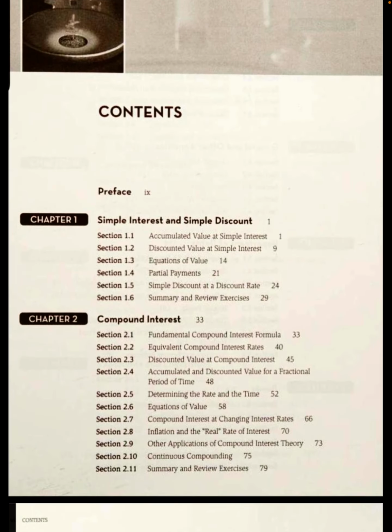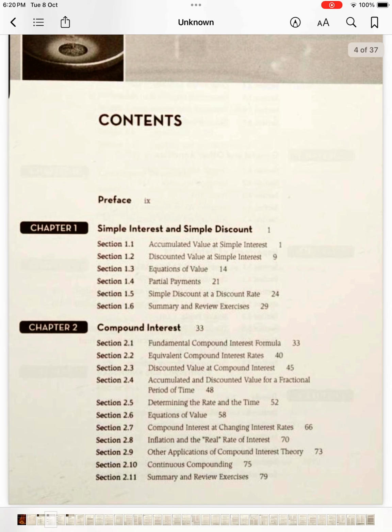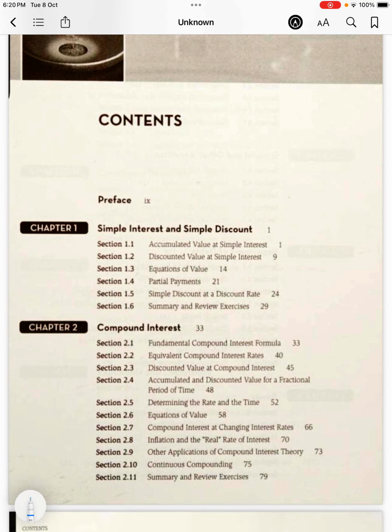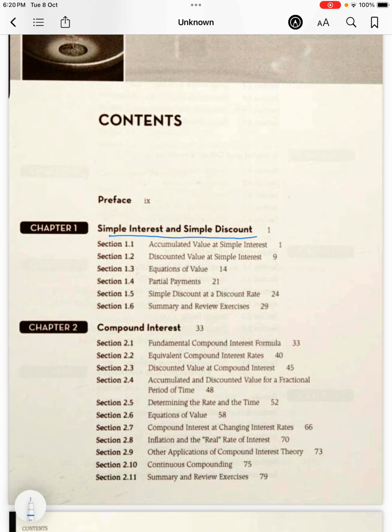Here in the contents of chapter 1, simple interest and simple discount. Section 1, we will have accumulated value at simple interest and discounted value at simple interest, equations of value, partial payments, and simple discount at a discount rate. Section 1.6 will be summary and exercises.